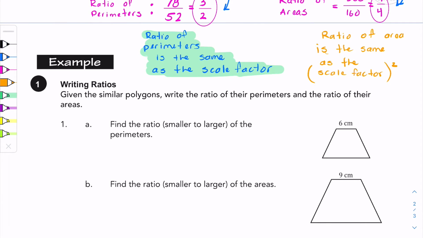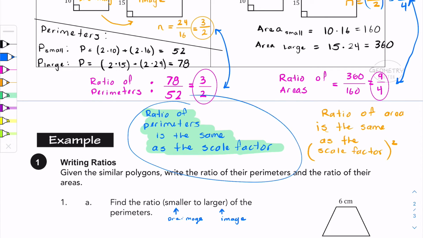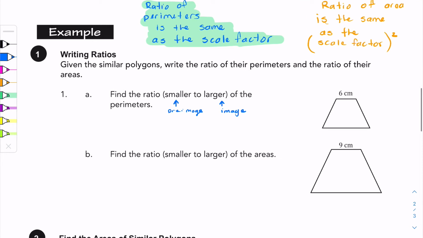It says, given the similar polygons, write the ratio of their perimeters and the ratio of their areas. Find the ratio smaller to larger of the perimeters and the ratio smaller to larger of the areas. So in this case, if it's saying smaller to larger, the smaller is going to be the pre-image, and the larger will be the image. Now, we don't have enough information to actually find the perimeters. We only have one side length. So recall that the ratio of the perimeters is the same as the scale factor. So if you can find the scale factor, then you can find the ratio of the perimeters.